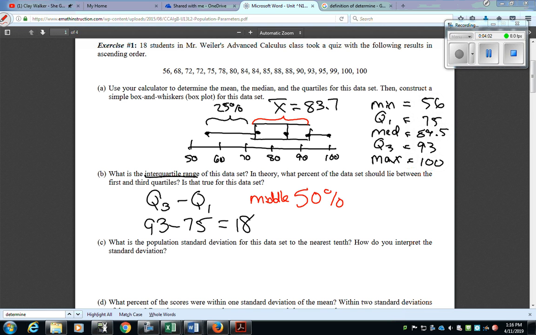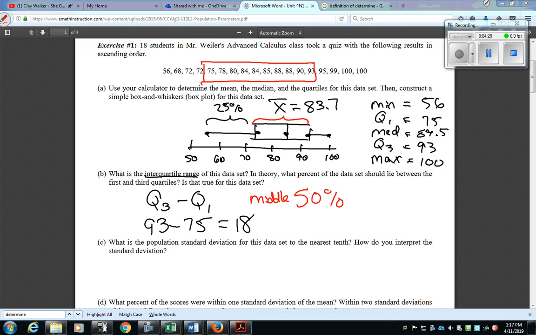So they want to know if that's true for this data set. Well, let's see, because if we take from 75 here to 93 here, we should have, in this case, 50% of the numbers. And we got 1, 2, 3, 4, 5, 6, 7, 8, 9, 10. Looks like we got a little more than 50% in this case.